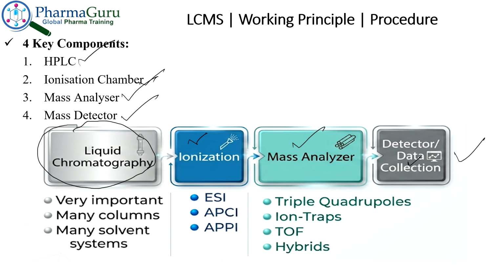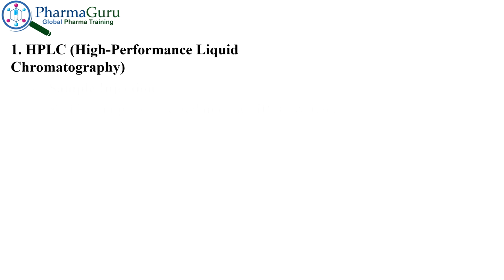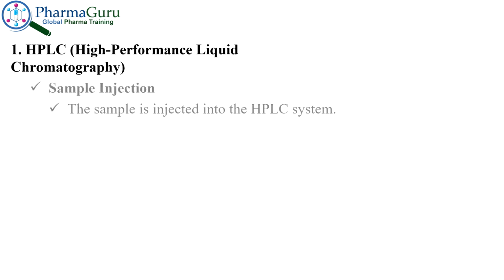We are going to discuss the mass spectrum in detail in an upcoming slide. Now, LCMS working principle in detail. HPLC or high pressure liquid chromatography. It contains two major processes. First, sample injection. The sample is injected into the HPLC system.